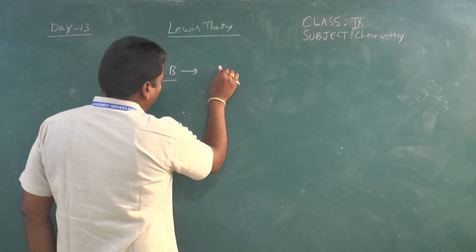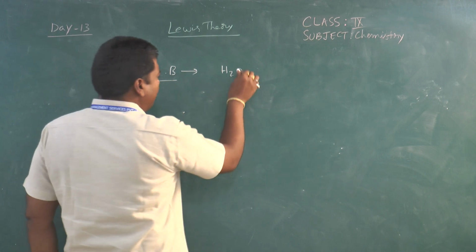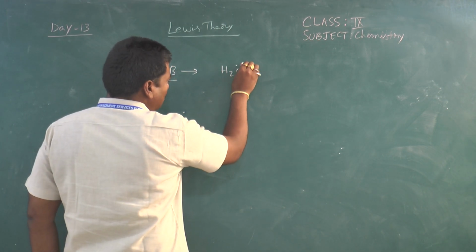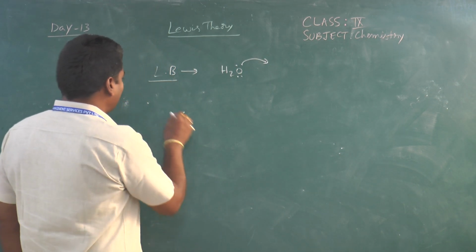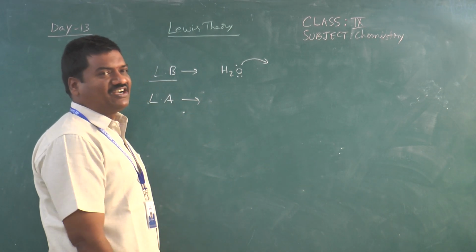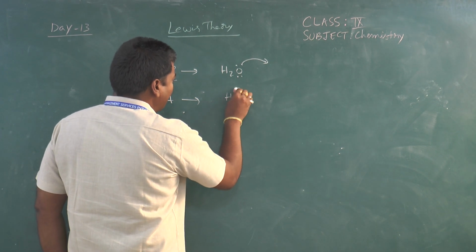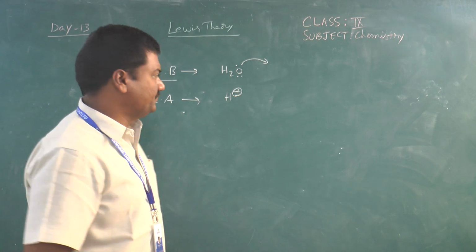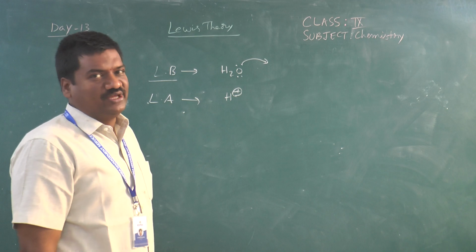For example, if you take a water molecule, it has two lone pairs of electrons on the oxygen atom. The substance which can donate a pair of electrons is called a Lewis base. Now Lewis acid: the substance which can accept a pair of electrons is called a Lewis acid. Generally, if vacant orbitals are present in the atom, it requires electrons for getting stability. Those substances will act as Lewis acids.